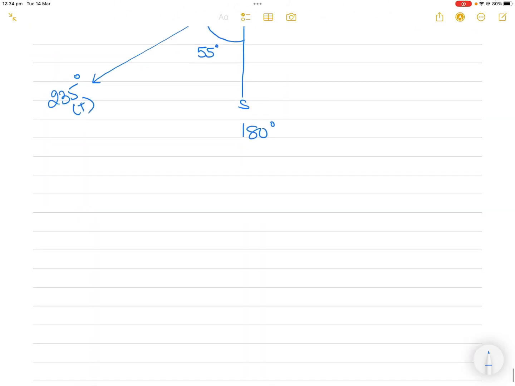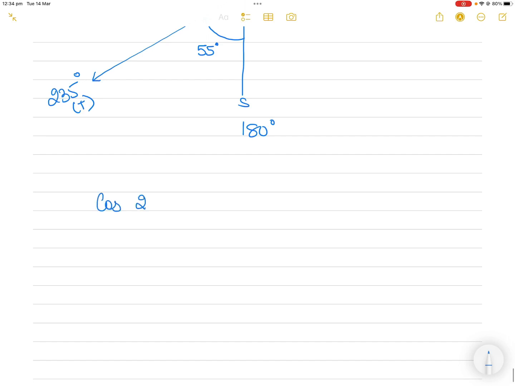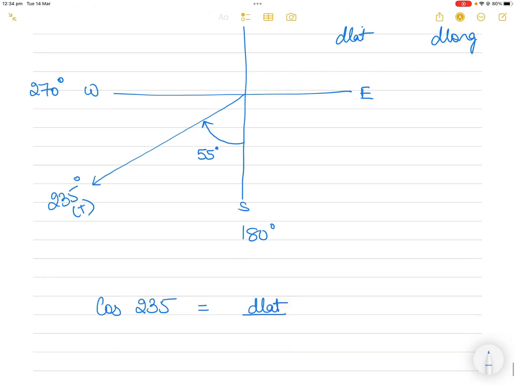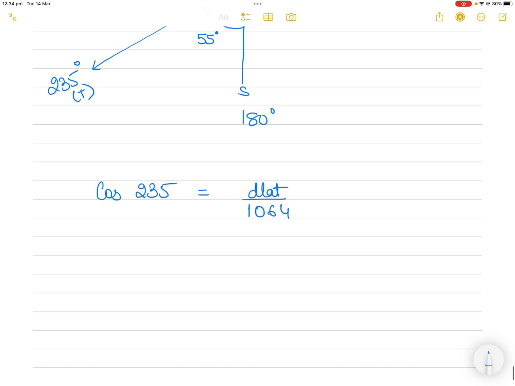All right, let's come back to the formula here. Cos course equals D-lat by distance. So cos of course, you can use cos 235 or you can use cos of 55. You will get the same answer. You might get a negative value. Just ignore the negative sign, especially when it is distance. Distances cannot be negative. So D-lat by distance. D-lat is what I don't know, and distance is, how much did we calculate? 1064 nautical miles. So I keep my known on one side and unknown on the other. This becomes cos of 235 degrees multiplied by 1064, which is equal to 610.3 minutes.